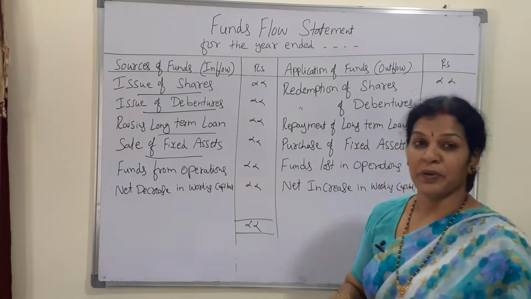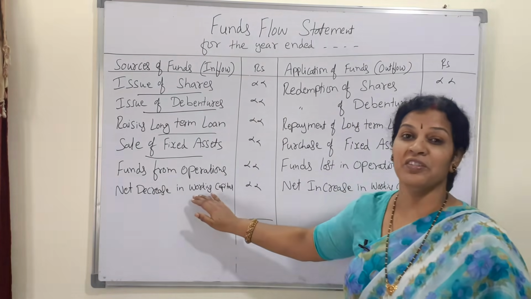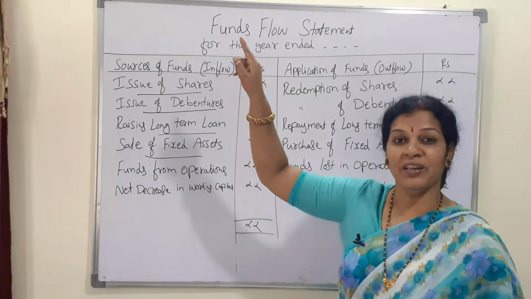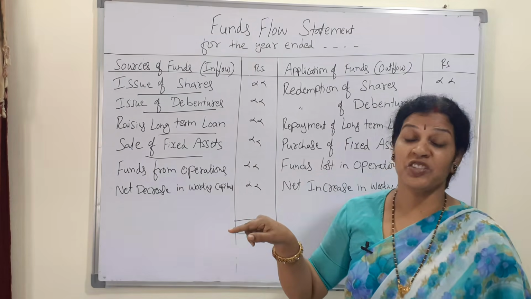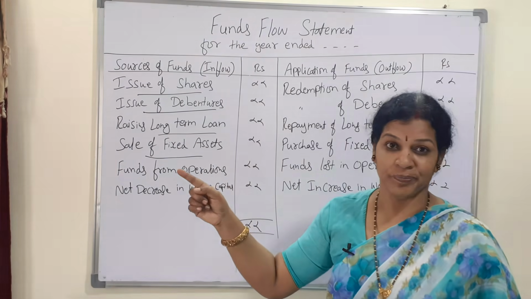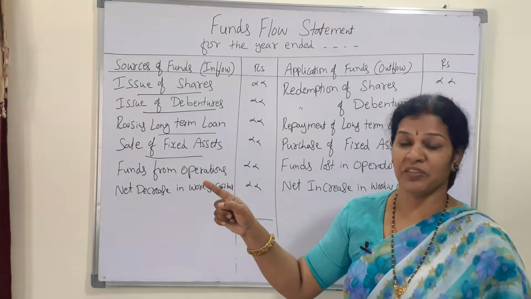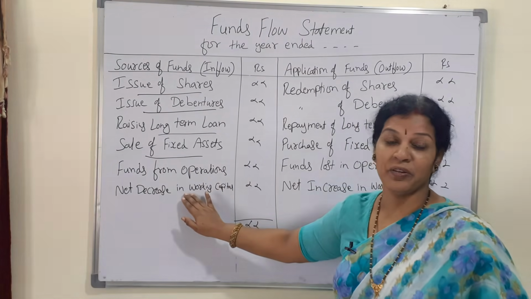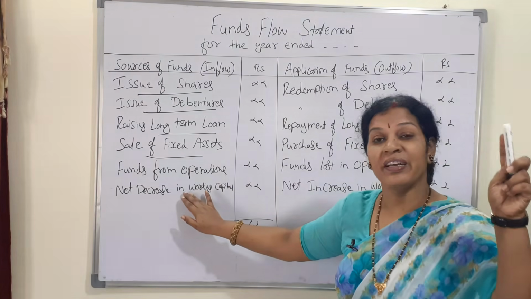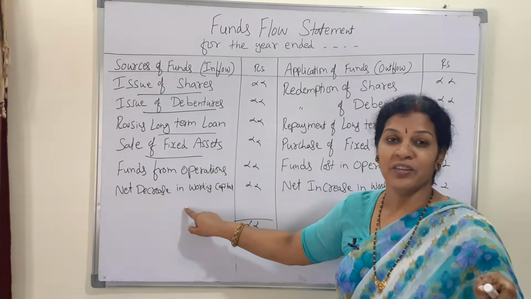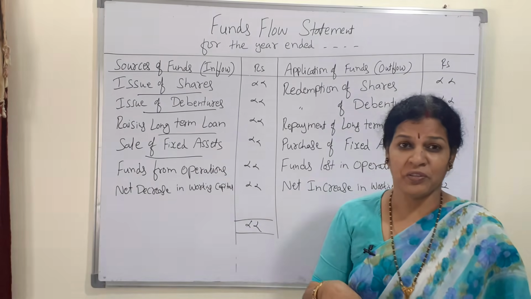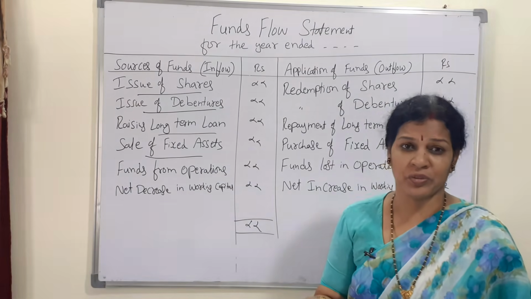Next, funds from operations. Funds from operations, where do we get them? From the adjusted profit and loss account. On the credit side of the adjusted profit and loss account, when we get funds from operations, that is to be transferred from the credit side of the adjusted profit and loss account to sources. Funds from operations, if we are having funds, so it's a source.